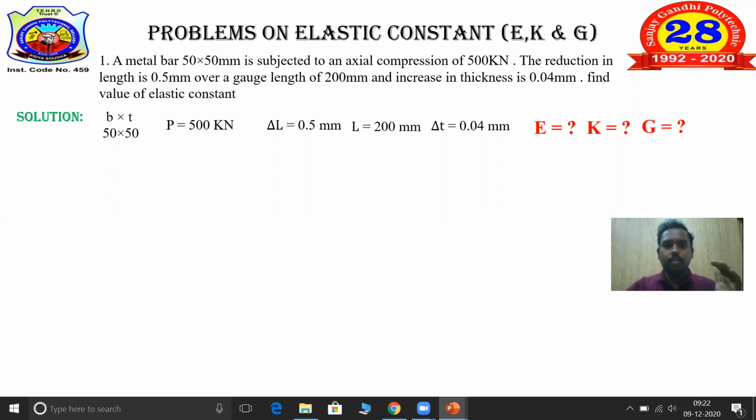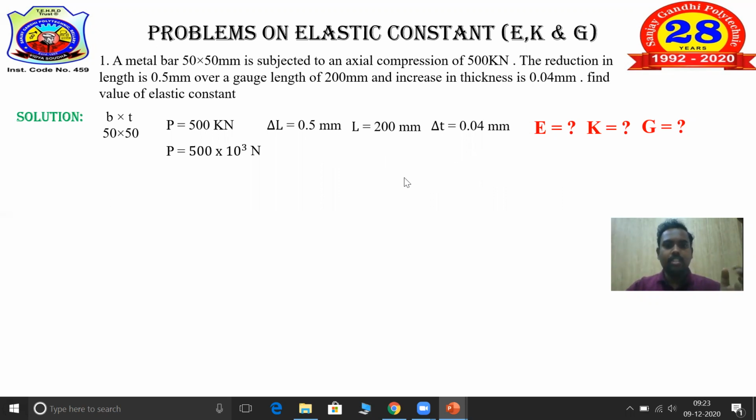Before going to the solution, let us check whether unit conversion is required or not. In the case of B into T, it's not required. In the case of P, we require the unit conversion. So P equals 500 into 10 power 3 Newton; in place of kilo, I'll write 10 power 3. What about the other given values? It's not required because all units are in mm, so no need of unit conversion.